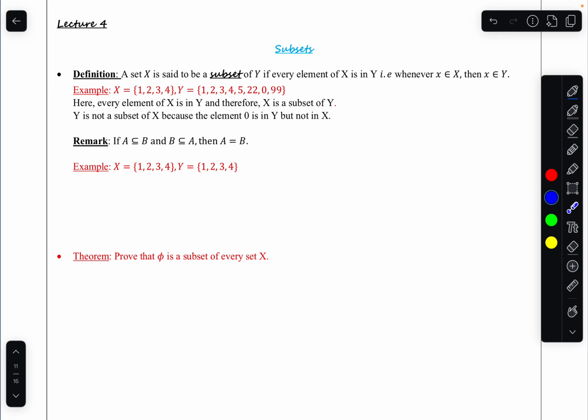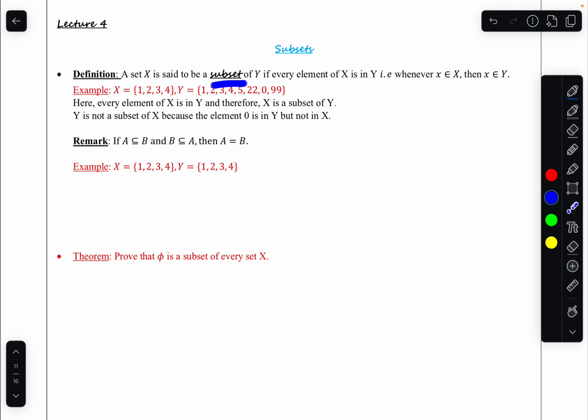For an example, I'm taking X as a set which has 1, 2, 3, and 4 in it, and the set Y as the one which has 1, 2, 3, 4, 5, 22, 0, and 99 in it. So every element of X, if you see, is there in Y. The element 1 is there in Y. The element 2 is there in Y. 3 and 4, both of them are in Y as well. So every element of X is in Y, and therefore X is going to be a subset of Y.